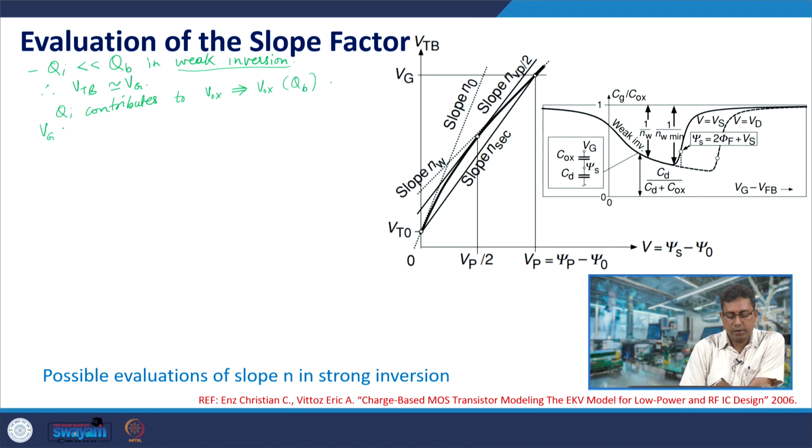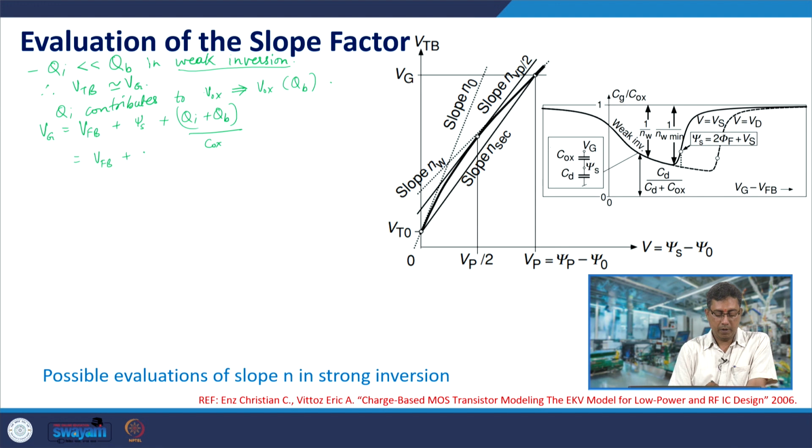So because of that, Vtb is very close to Vg. Or let us recall, Vg is Vfb plus chi s, which is the surface potential, plus Qi plus Qb by Cox, which we said is Vfb plus chi s plus Qi plus gamma b square root of chi s divided by Cox. If Qi can be neglected, then we have this as Vfb plus chi s plus gamma b square root of chi s divided by Cox.